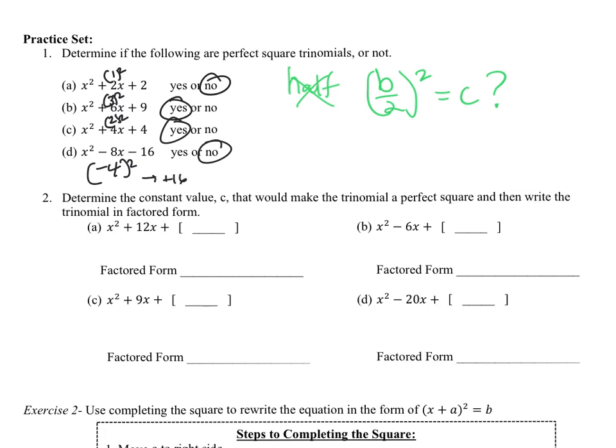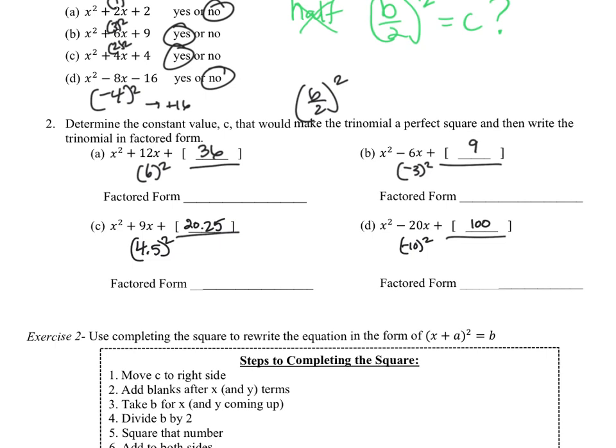So for the next part, guys, all you're going to do is determine the value of C real quick by halving the B term and squaring it. So pause the video, do A, B, C, and D to find that constant term at the end, and then we'll talk about the factored forms together.